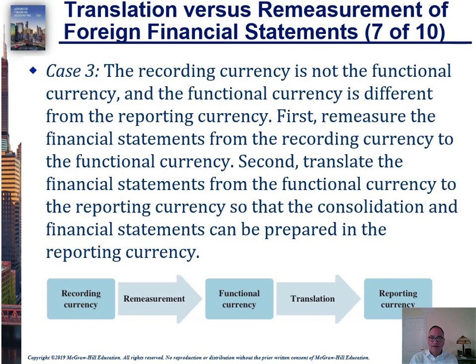The third case is the case I was thinking about. Let's say that the functional currency is the euro, the recording currency is the British pound, and the reporting currency is the US dollar. Then you would first need to remeasure from the British pound into the euro, which is the functional currency, and then you would need to translate from the functional currency into the US dollar.